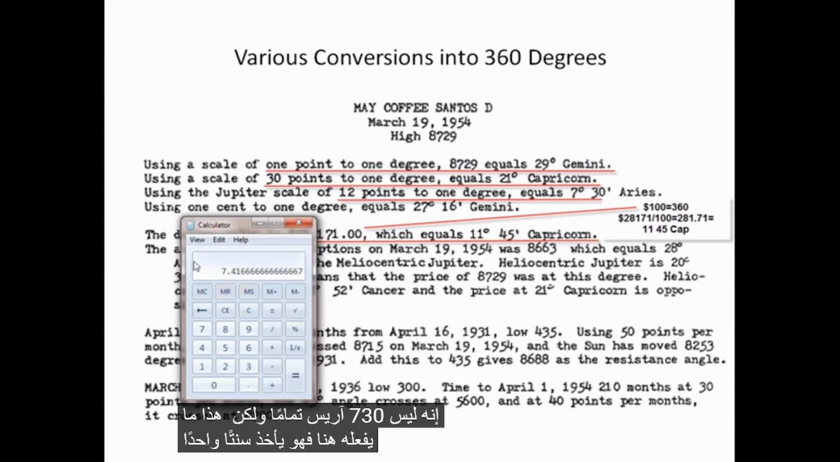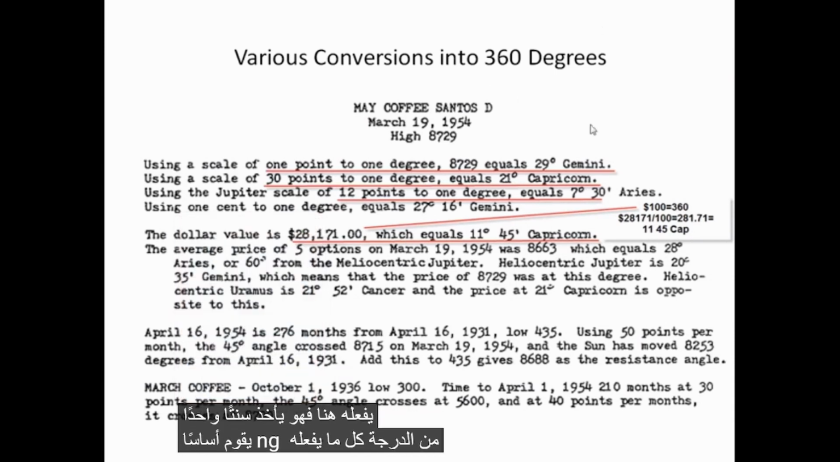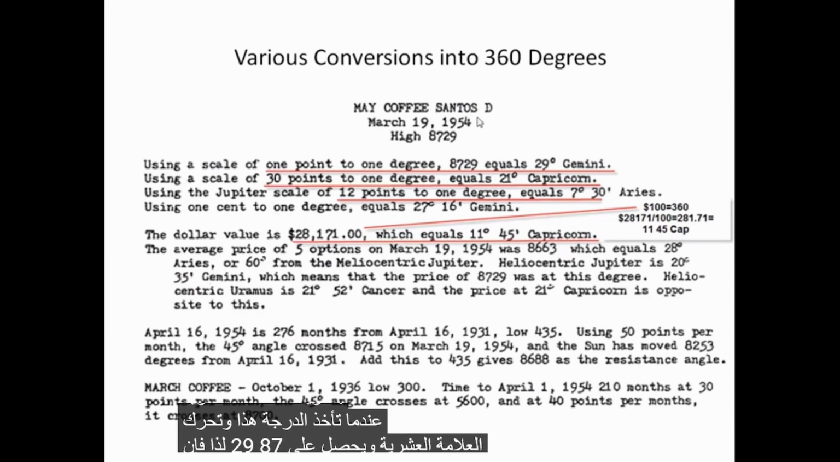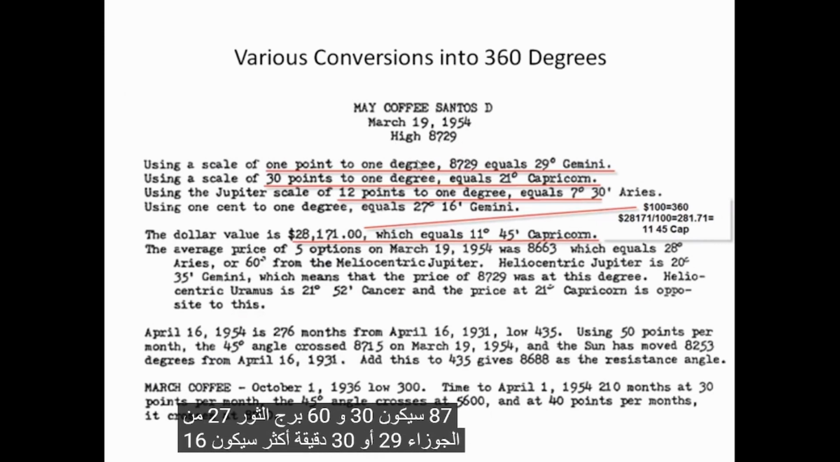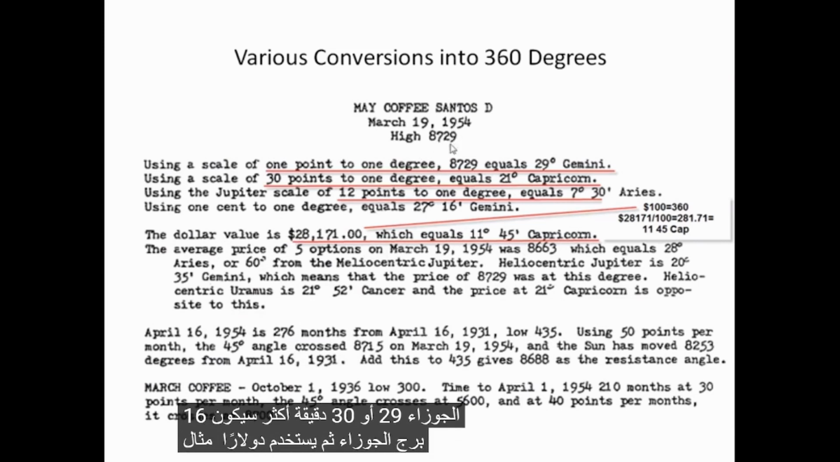But that's what he's doing here. He's taking 1 cent a degree. All he's doing is basically moving the decimal point. 1 cent a degree is taking this and moving the decimal point, and he gets 87.29. So 87 would be 30 and 60 Aries, Taurus, 27 of Gemini, and 29 or 30 minutes more would be 16 Gemini. And then he uses a dollar example.